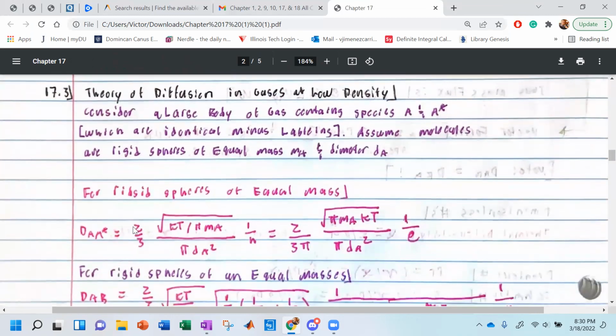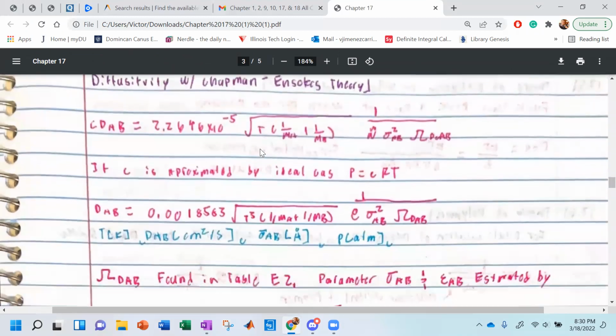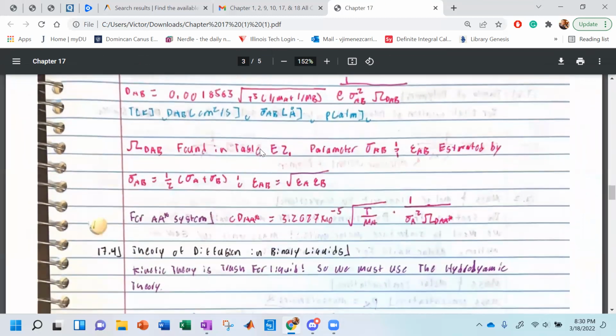And then obviously you can solve for it relatively simply. Nothing crazy so far. This is a lot of kind of useless stuff, to be honest. The theory of diffusion, here's a bunch of equations you can use. I doubt you'll see any of this, but it's there in case you need it. I really don't think you'll be asked.